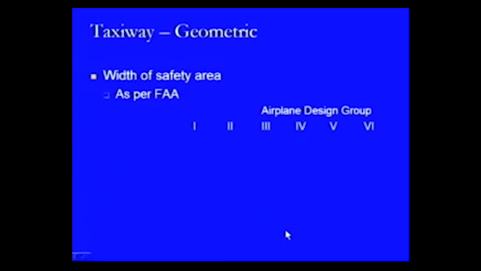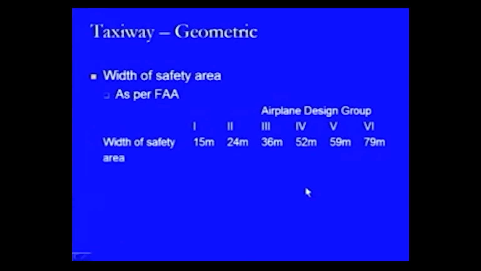Whereas as per the guidelines given by FAA, it is defined on the basis of the airplane design group, which ranges from 1 to 6, and here the width of the safety area will be 15 meters for category 1, and it is 24 meters, then 36 meters, subsequently 52 meters, 59 meters and 79 meters in the design group category 6.